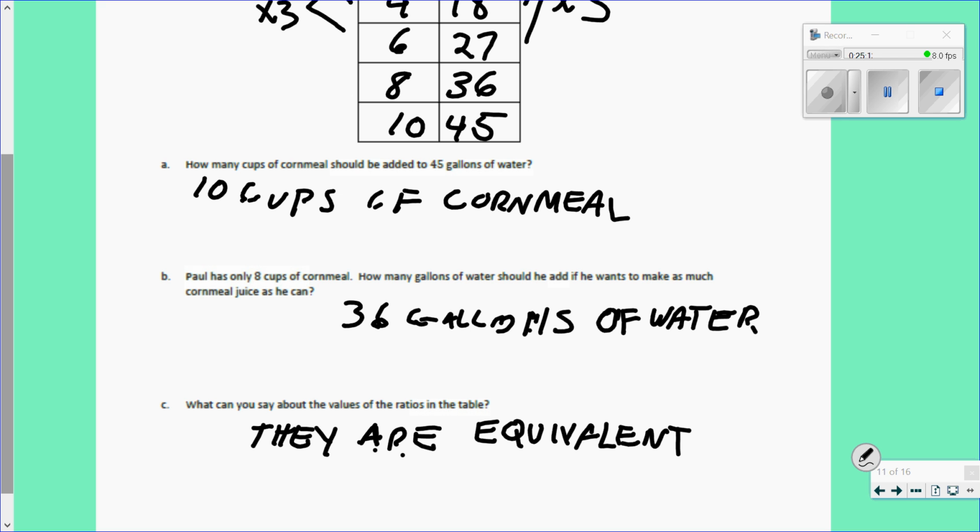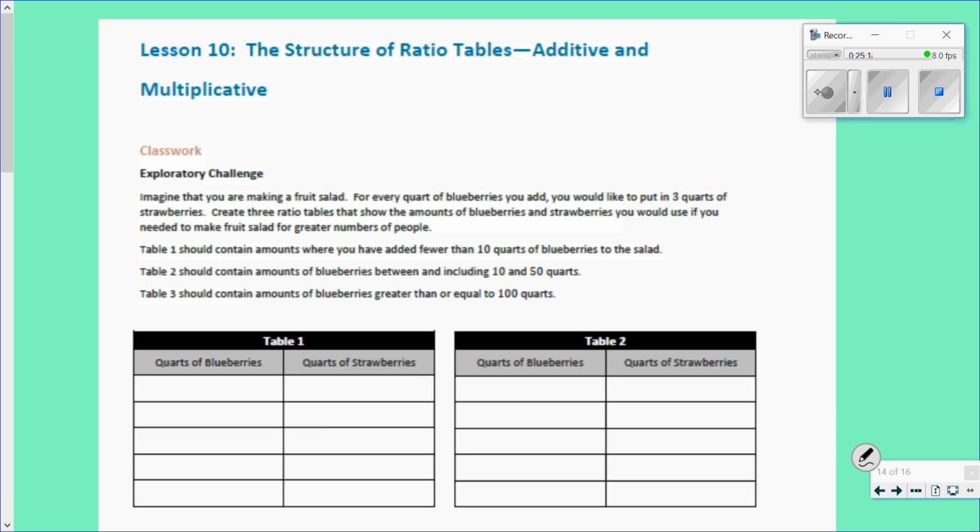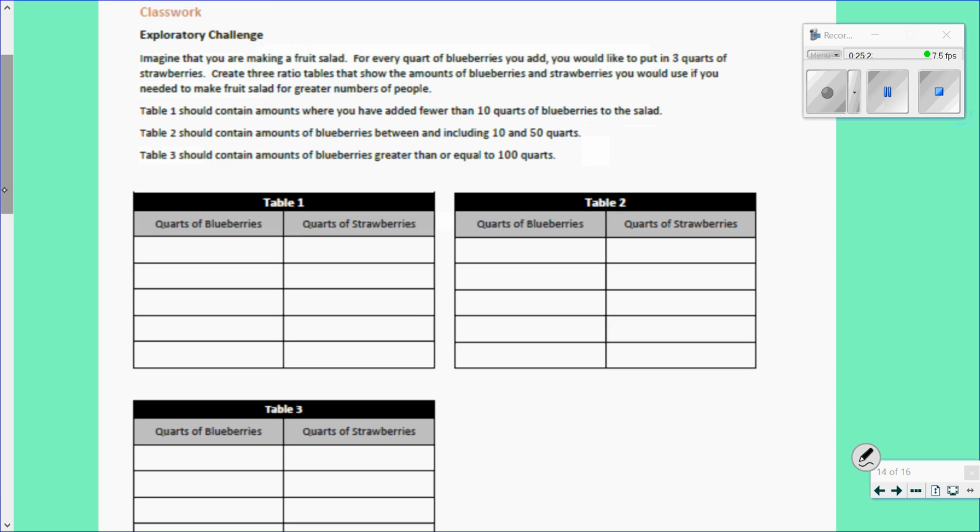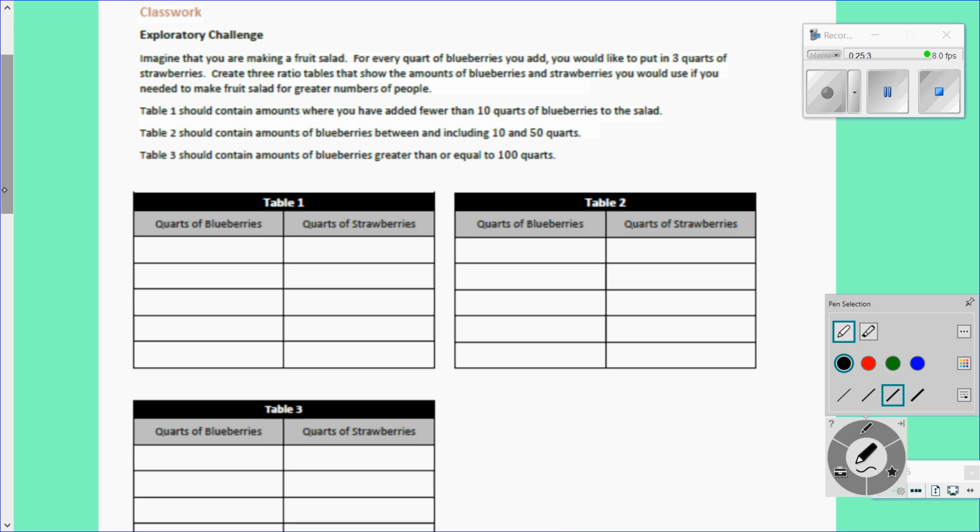All right, any questions? Okay, starting on lesson 10. Again, I'm going to keep hitting this until you guys start understanding the importance. Marking your text is really, really important, guys. So we need to make sure we're doing all that we can.